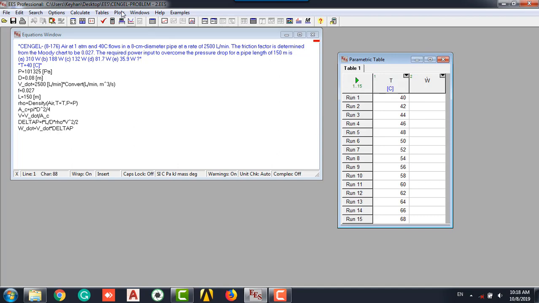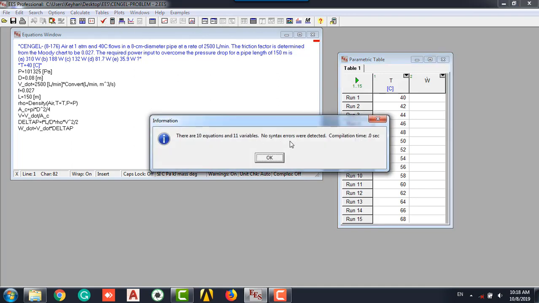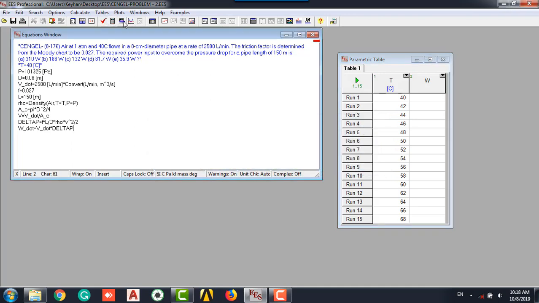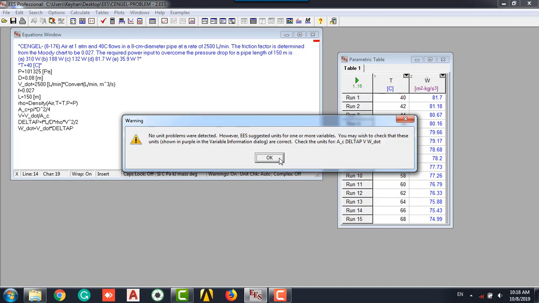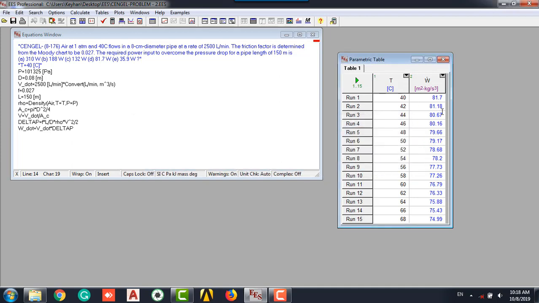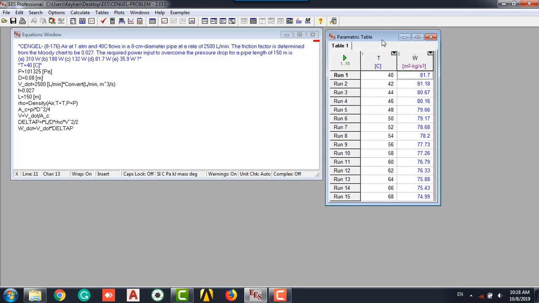And when we set these variables, we can go to check the equations and the table, and then we can press solve table, and the answer will be provided by EES. And as you can see, we have the amount of 81.7 for the temperature of 40, the exact amount that we calculated previously. So that's how EES can help us to solve an example over a wider range of a parameter, instead of solving it over and over.